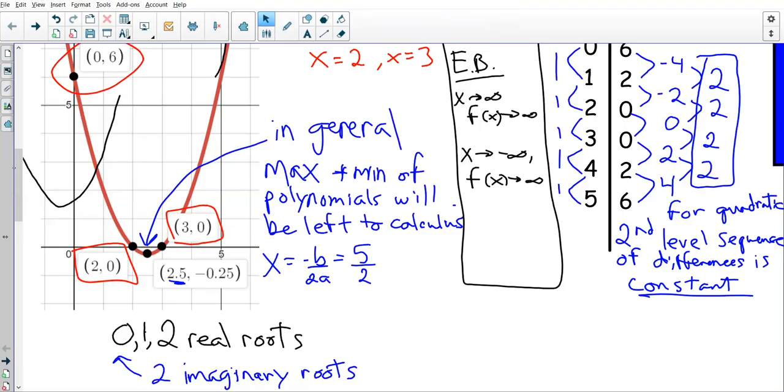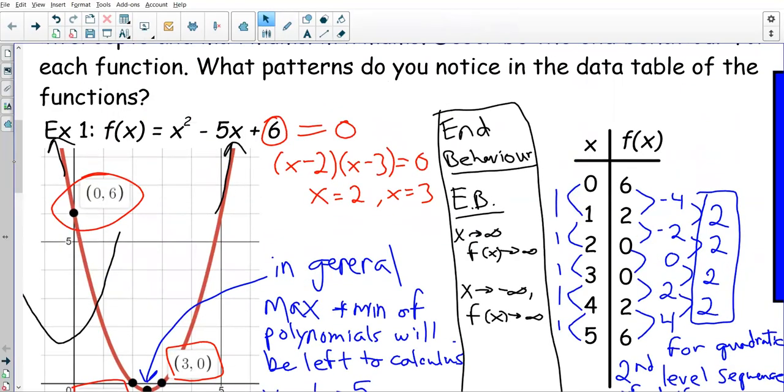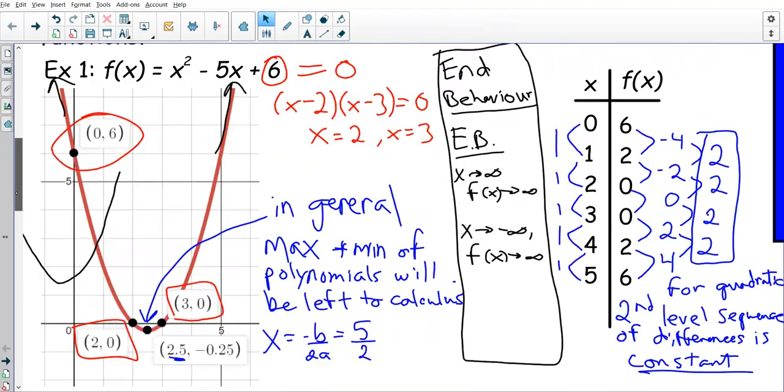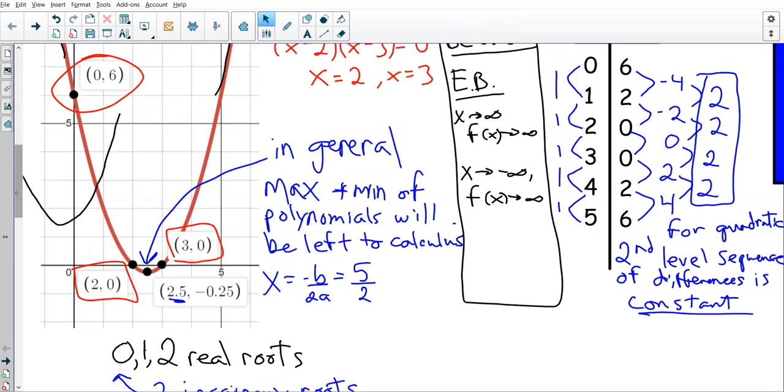So in terms of the properties of this quadratic, we found its y-intercepts, we found its x-intercepts, we talked about the end behavior. So as x approaches either positive infinity or negative infinity, the function is approaching infinity. We looked at the minimum of this function, and we said in general, minimums and maximums are a Calculus 12 problem. But if it's a quadratic, we know how to find the coordinates of maximums and minimums.